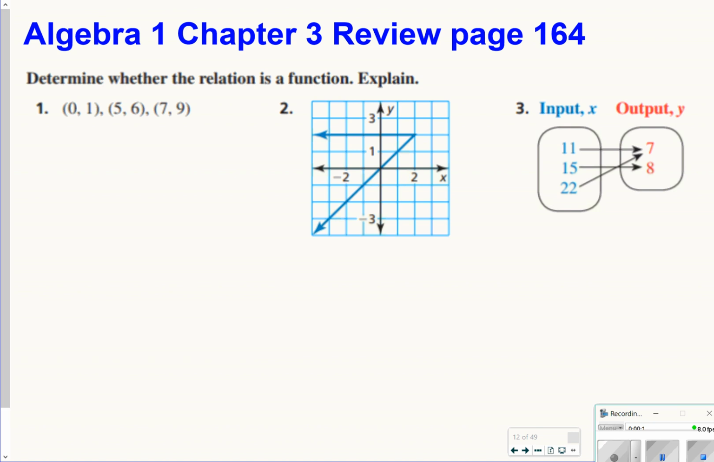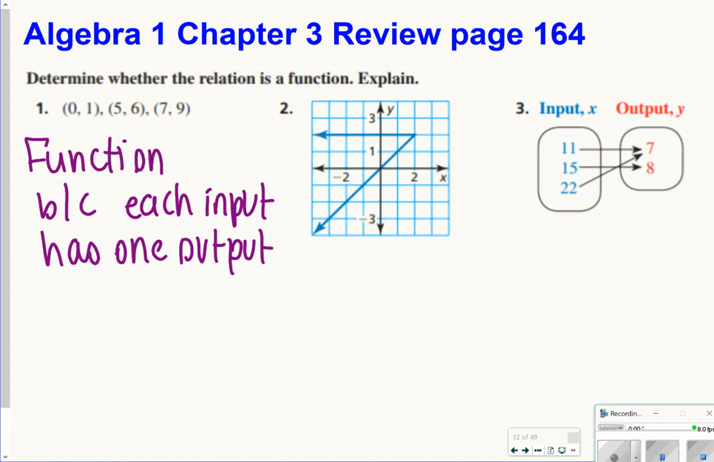For number 1, the relationship is a function because each input has exactly one output. For number 2, that one is not a function because if you draw the vertical line test, it goes through 2 points in the graph. So this would be not a function.